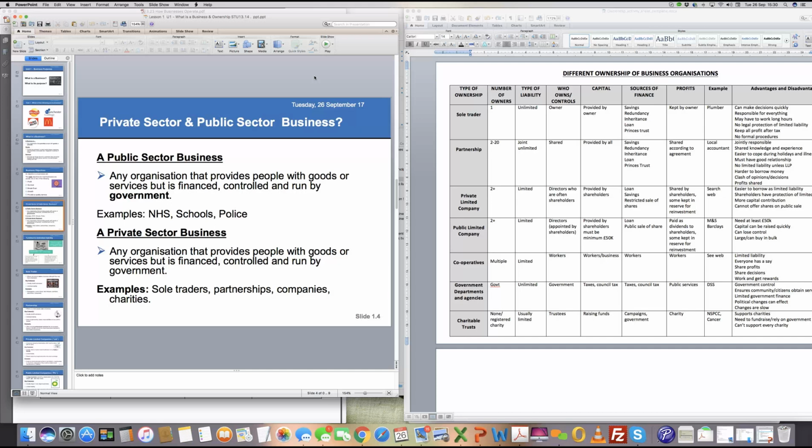By private sector businesses, I mean organizations which provide services, but the services are not financed by the government, or not subsidized by the government. Those could be types of organizations like sole traders, partnership companies, charities. So Comic Relief might get donations from members of the public, members of parliament, or members of the government, but they have no direct bearing on the working of the organization.